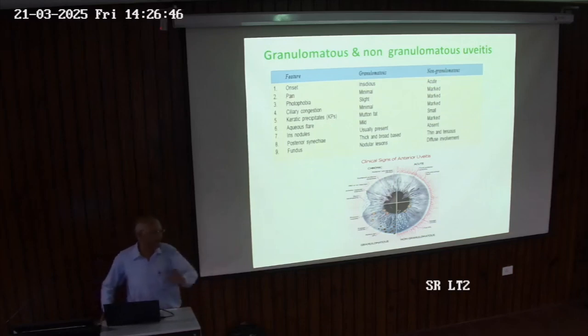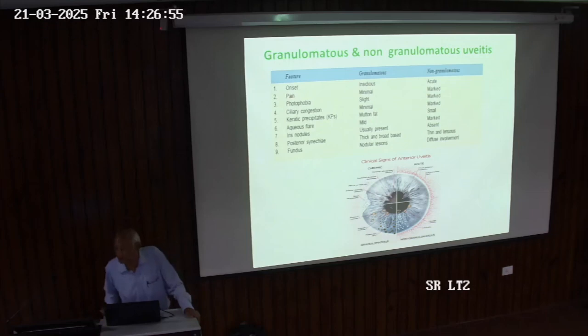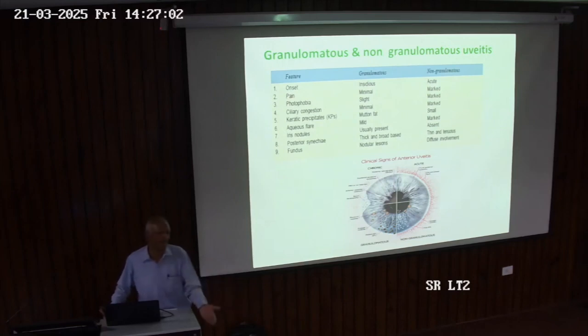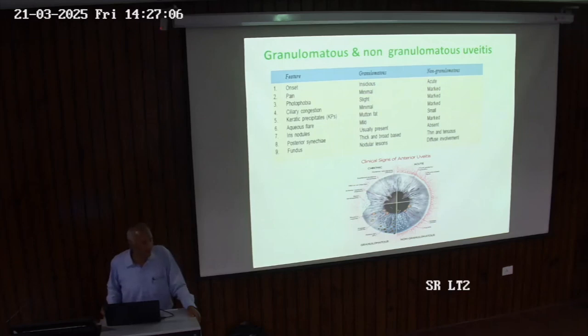By seeing all these features, we can say that non-granulomatous is acute in onset, more troublesome, more pain, more redness, and diminution of vision is decreased. That is the non-granulomatous acute. Generally allergic in nature. Why do I use the word generally? Because there are other features also there. Transitional zone.